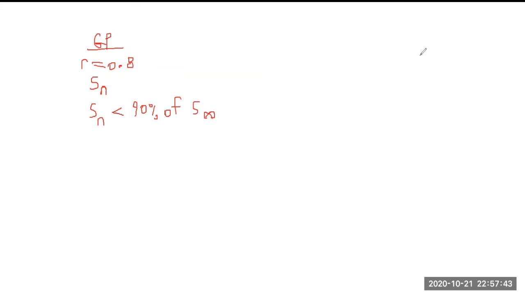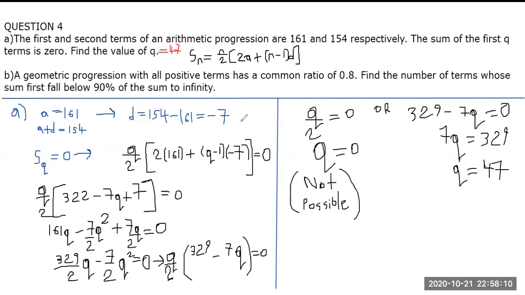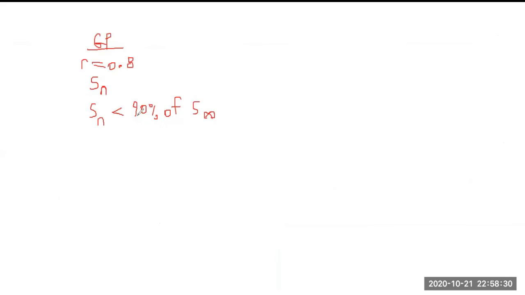So pretty much what they did is give us an inequality, and we're going to solve this inequality for n, where n is going to tell us the number of terms such that Sn is less than, or falls below, 90% of the sum to infinity. So let's look at the question again, just to confirm that that is what we're solving. It tells us that everything is positive in the GP, the common ratio r is 0.8, and we want the number of terms, which is n, whose sum first falls below 90% of the sum to infinity. So this is the information they give us.